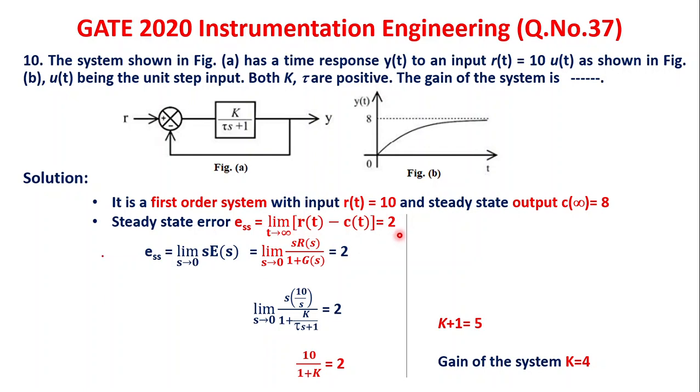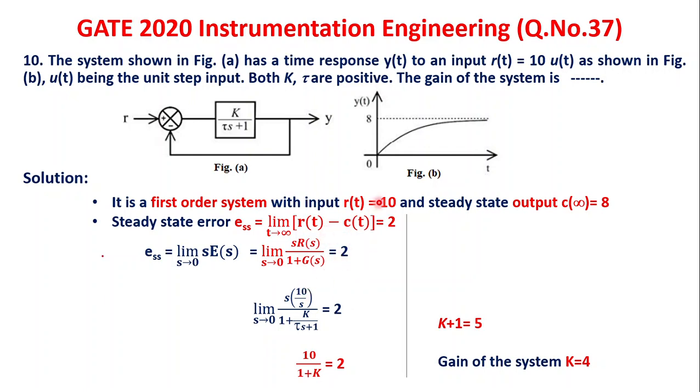So steady state error, input is 10 u of t, so 10 times the unit step. Output is 8, so steady state error is 2. Since it is 10 times unit step, we have to use the steady state error from the fundamentals. Steady state error from the fundamentals is limit s tends to 0, s times r of s by 1 plus g of s. So that is 2.